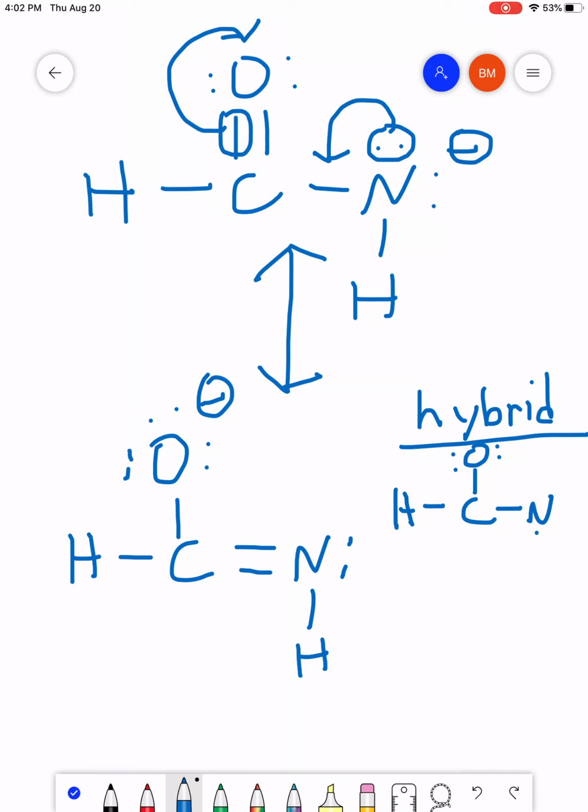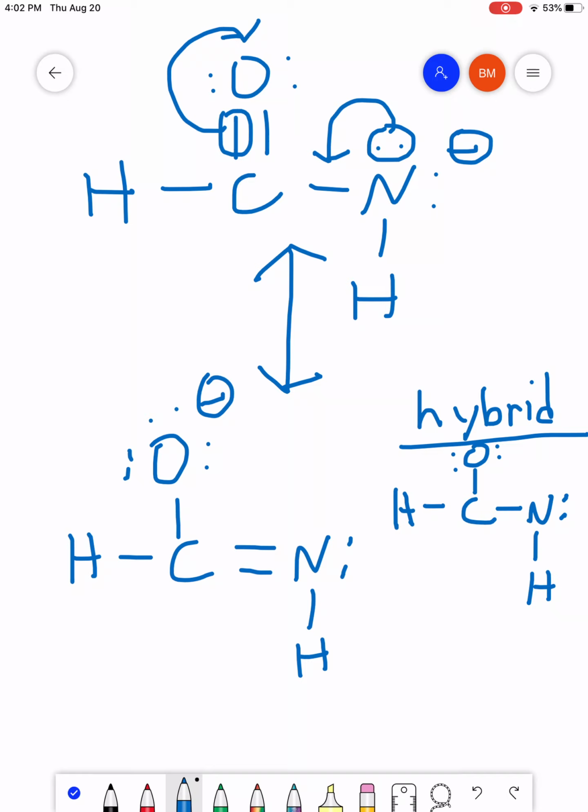All right. This nitrogen's always going to have these bonds and these unshared pairs of electrons. These are the features that are constant in both of the structures. Now, sometimes you have a double bond between carbon and oxygen, sometimes you don't. Sometimes you have one between carbon and nitrogen, sometimes you don't. Sometimes you have an extra electron pair on either oxygen or nitrogen.